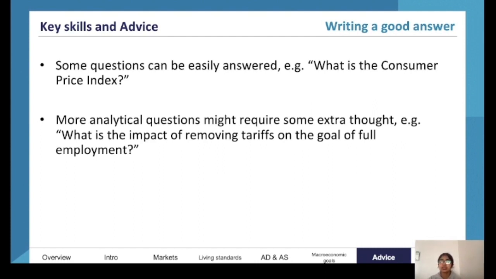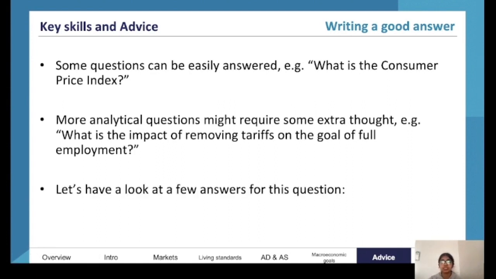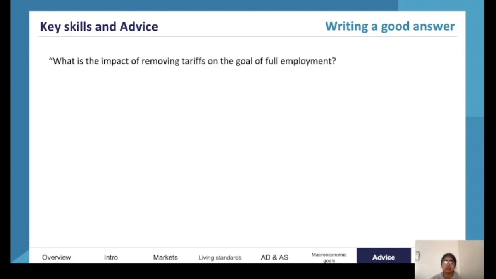So here, there's a lot of things to consider. First of all, what is the goal of full employment? You need to define it. What are tariffs? You need to define that. You need to link them. How are tariffs linked to employment? And then how is that employment linked to the goal of full employment? So we need to make all those links. So let's look at some sample answers.